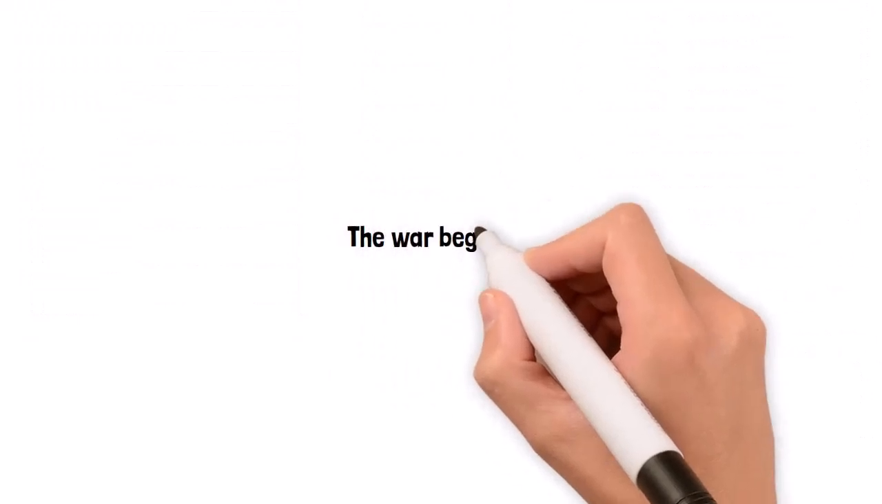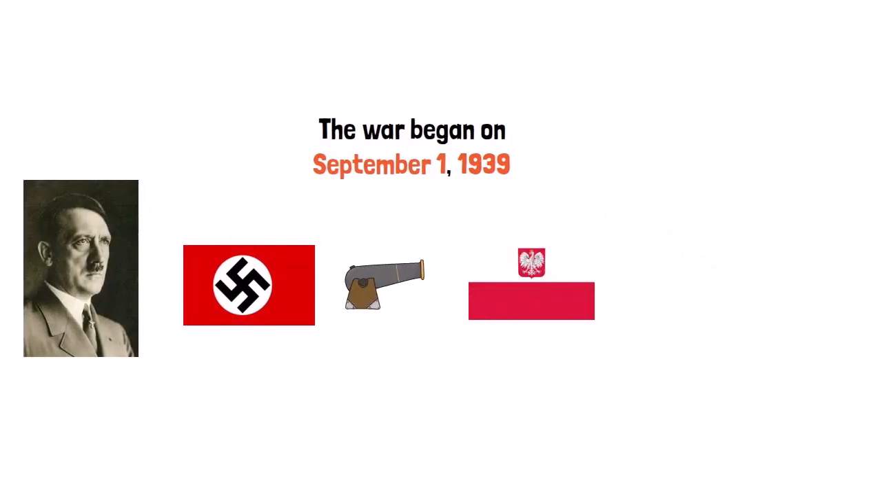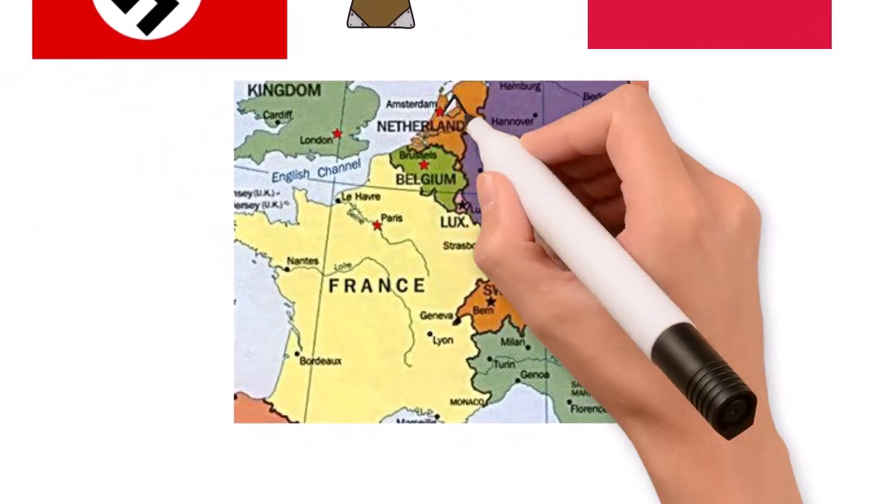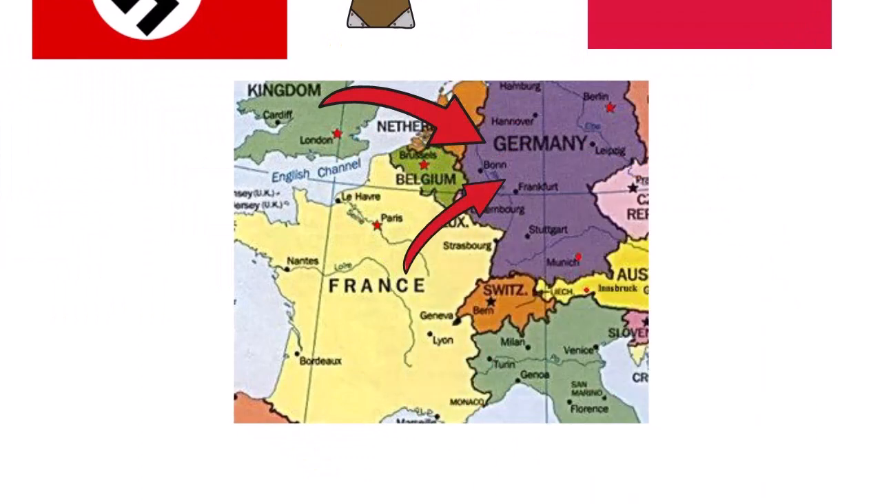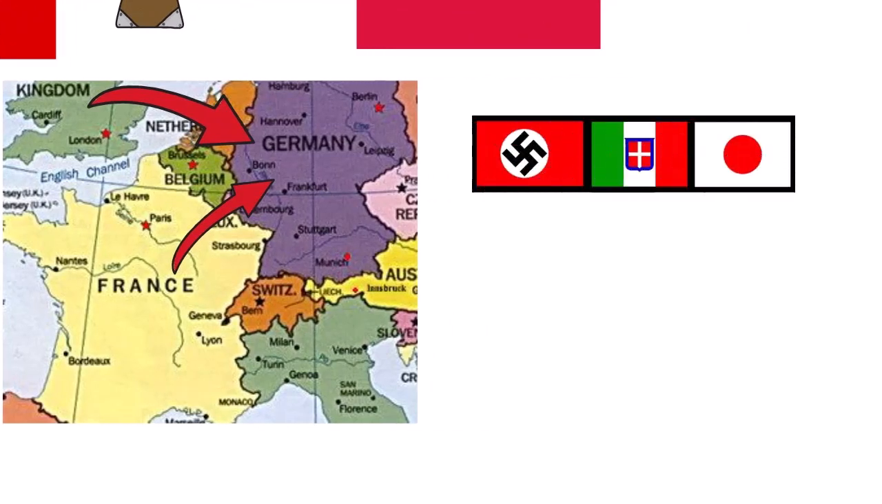The war began on September 1, 1939, when Germany, under the leadership of Adolf Hitler, invaded Poland. This prompted the United Kingdom and France to declare war on Germany, and soon the conflict spread to other parts of the world.